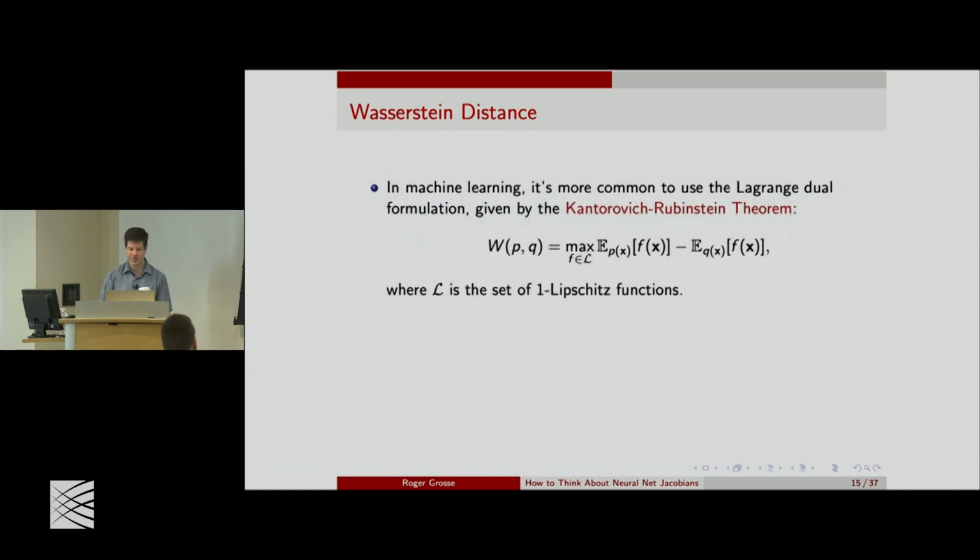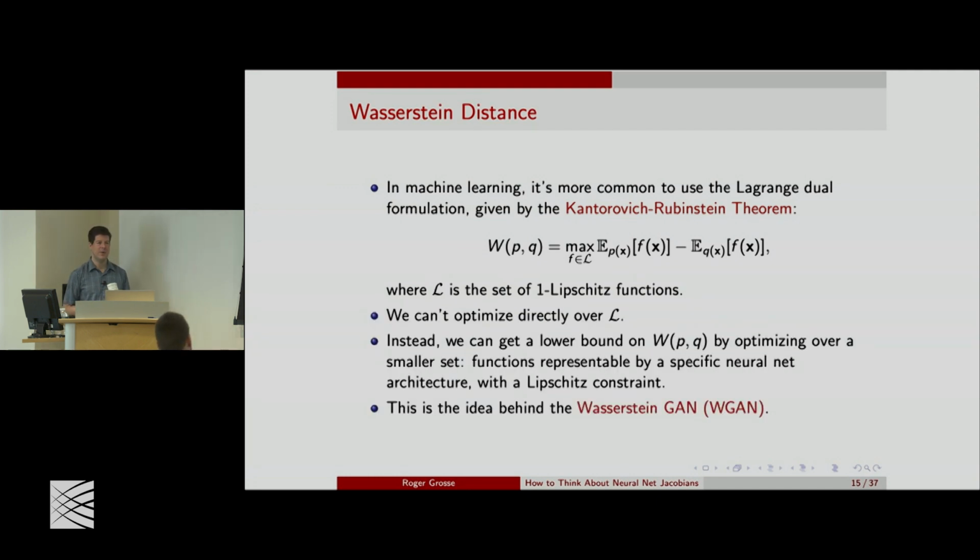So if we want to actually estimate it, it's more common to use the Lagrange dual formulation. This is given by the Kantorovich-Rubinstein theorem. And this says that the Wasserstein distance is equal to the max over the set of all Lipschitz functions of the difference in two expectations. So the expectation of f under p minus the expectation of f under q. And so we're optimizing over the set of one-Lipschitz functions in whatever norm you use to define the Wasserstein distance.